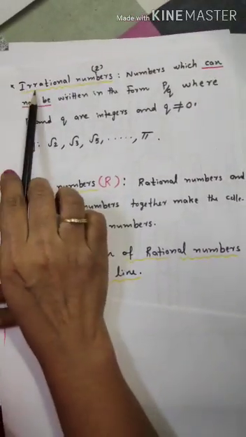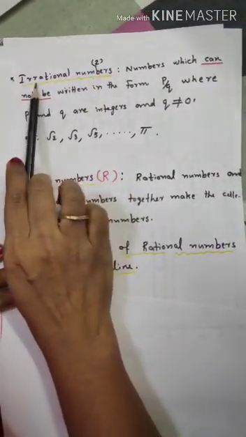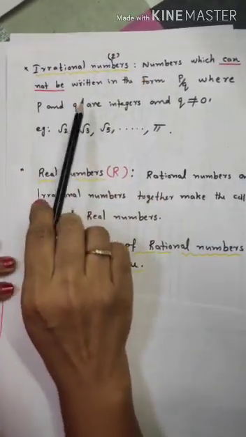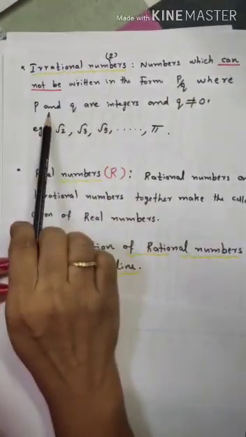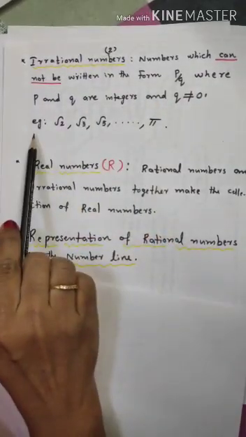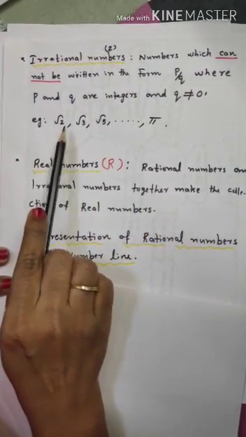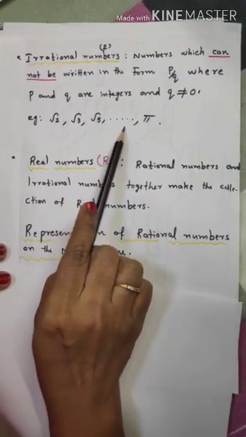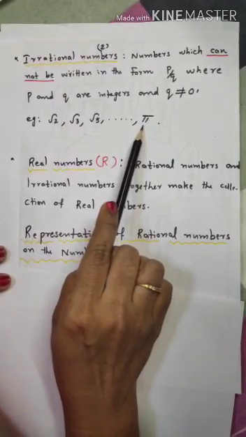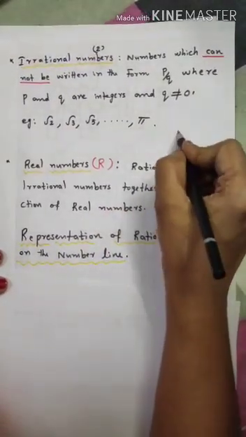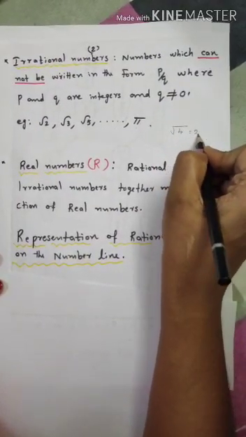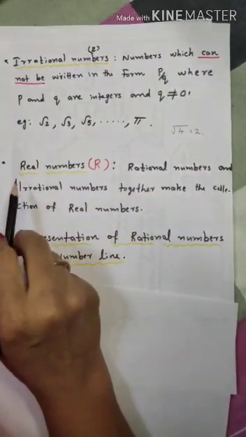Next, we have the set of irrational numbers. The definition of irrational numbers is like this: numbers which cannot be expressed in the form p by q, where p and q are integers and q is not equal to 0. Some examples of irrational numbers are root 2, root 3, root 5, etc. And pi is also an irrational number. You may wonder why root 4 is not in this category: because root 4 is equal to 2, which is a rational number.